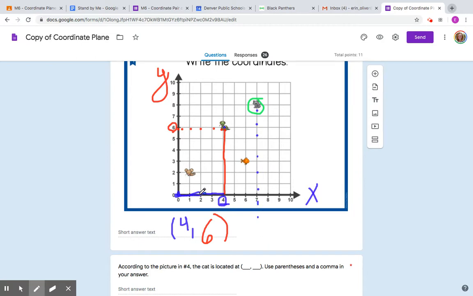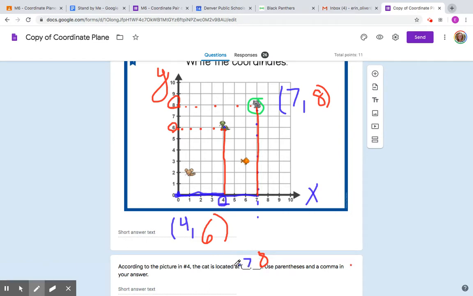1, 2, 3, 4, 5, 6, 7. Our x-axis hits at 7. I go 7 over from the origin, and 1, 2, 3, 4, 5, 6, 7, 8. 8 up on my y-axis. So my point is 7, 8. The cat is located at 7, 8.